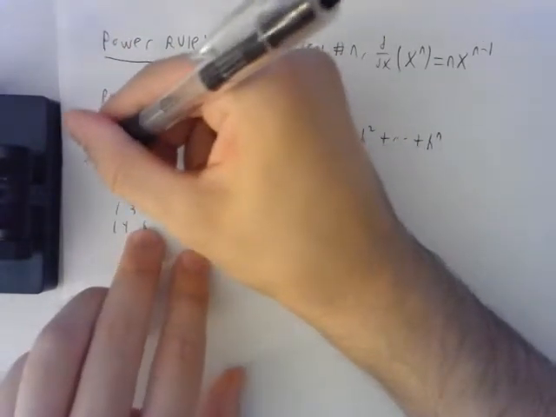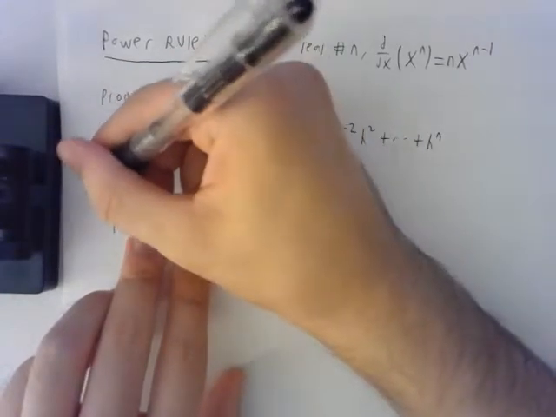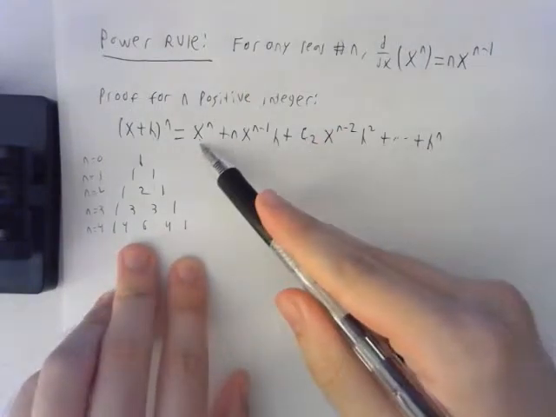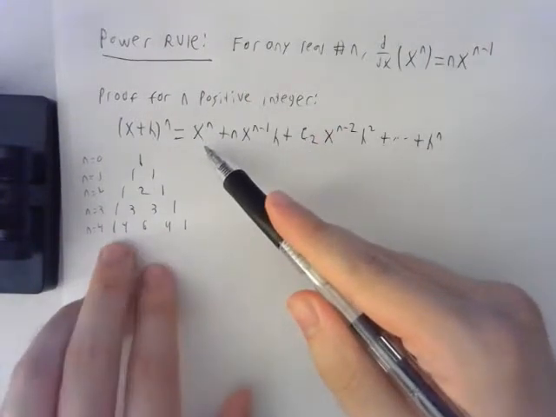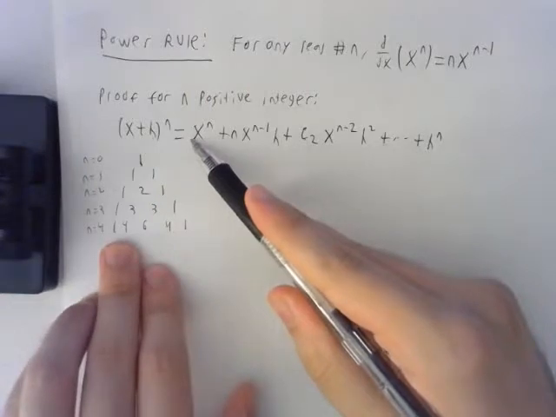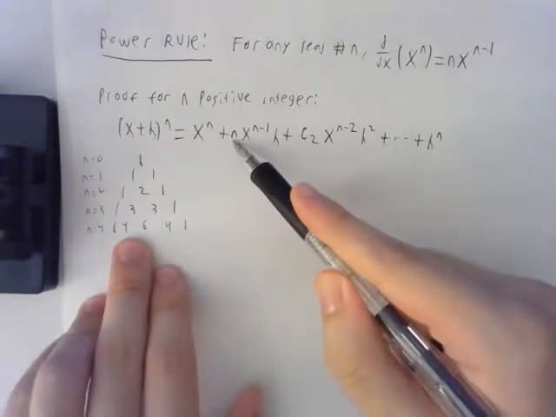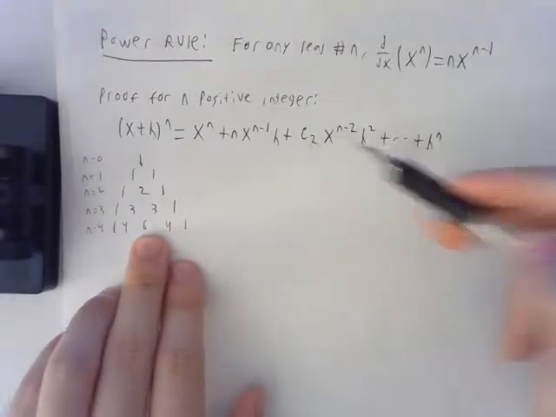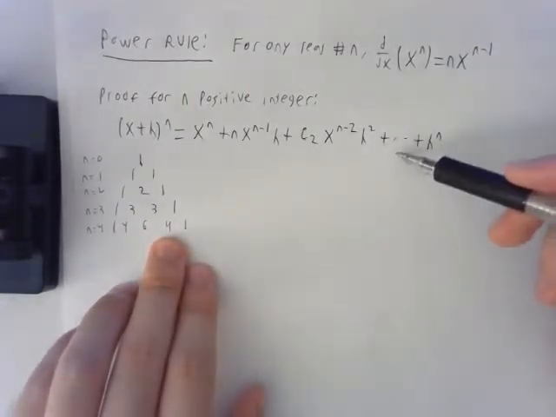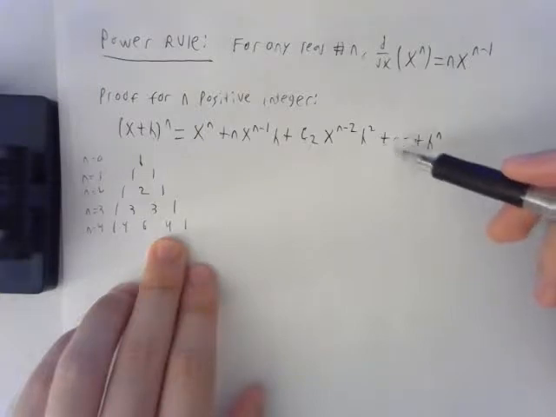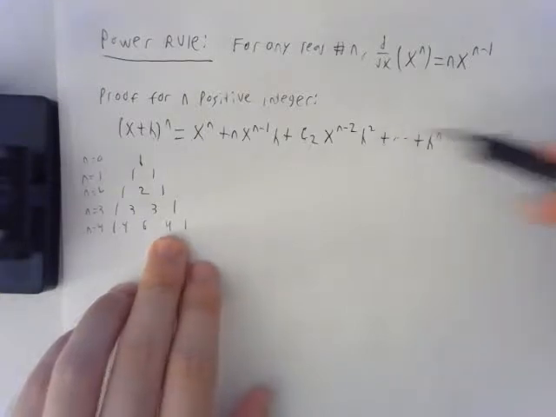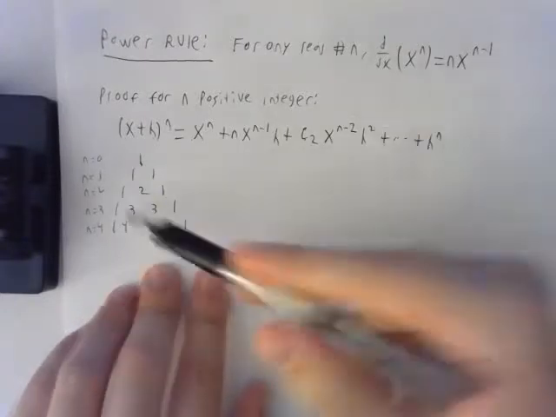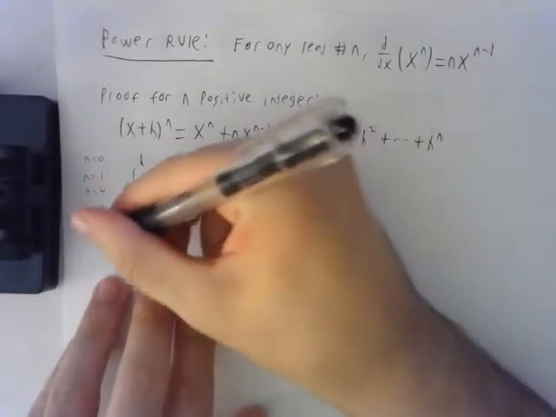So this would be n equals 0, n equals 1, n equals 2, n equals 3, n equals 4, and so on. For example, if n was equal to 4, then our first coefficient is 1, our next coefficient is n, which is 4. Our next coefficient, c2, would be 6, then there would be 4 times x to the n minus 3, which would be 1 in that case, times h cubed, and then our coefficient of h to the power n is 1. Similarly, you can keep making the triangle bigger.